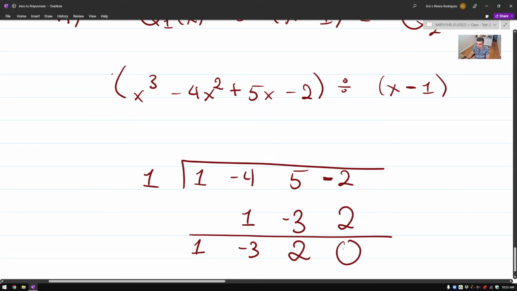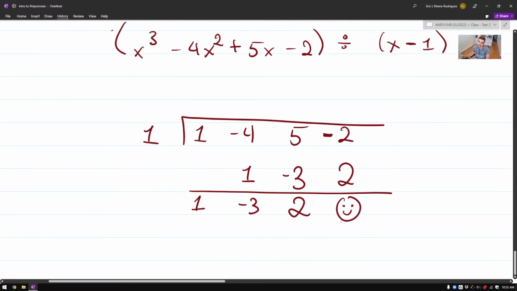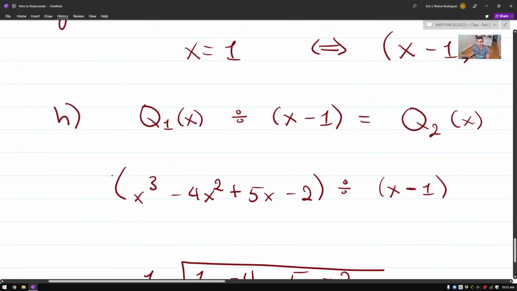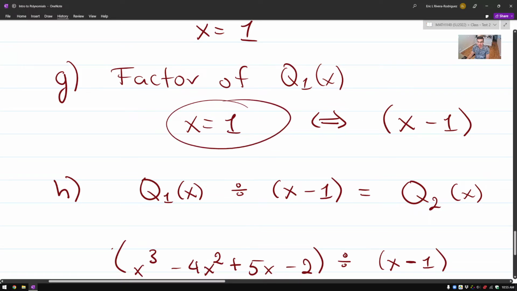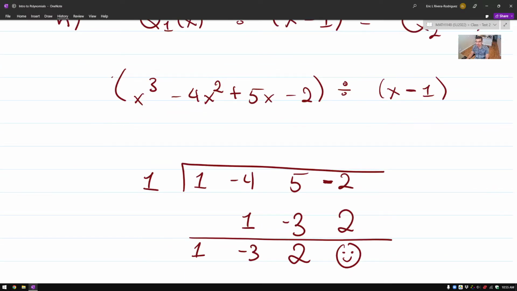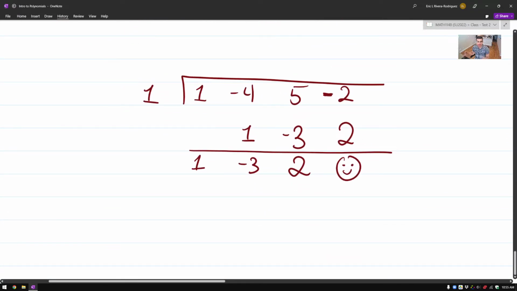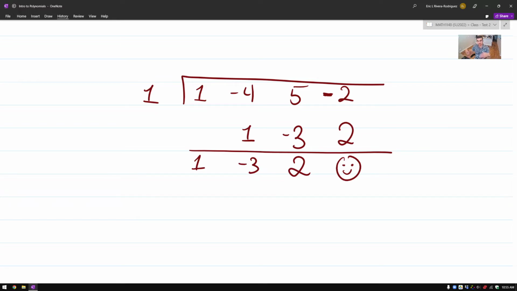And here's the fun part, because we have found a 0 in the remainder. So indeed, 1 is a zero of that polynomial. So this is another method to identify a rational zero of a polynomial. We get a linear factor from that value, we divide the polynomial, and the remainder is equal to 0. We are good with that.